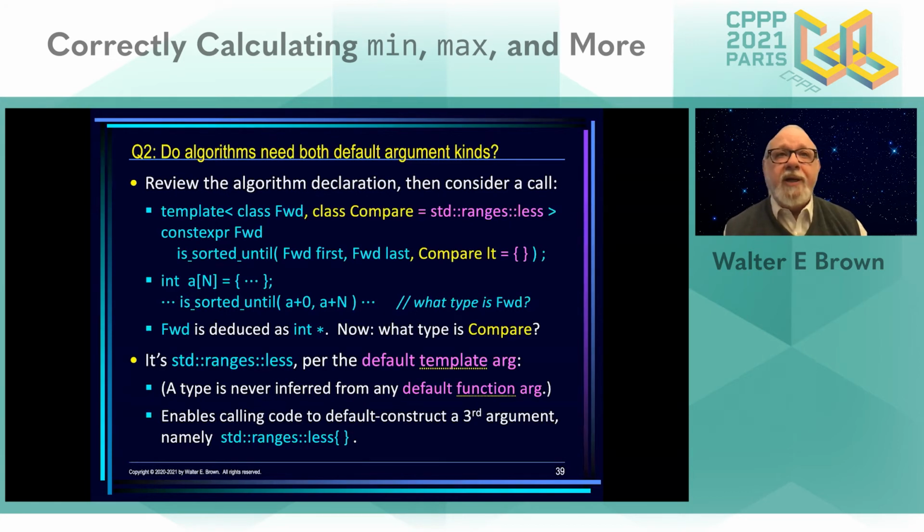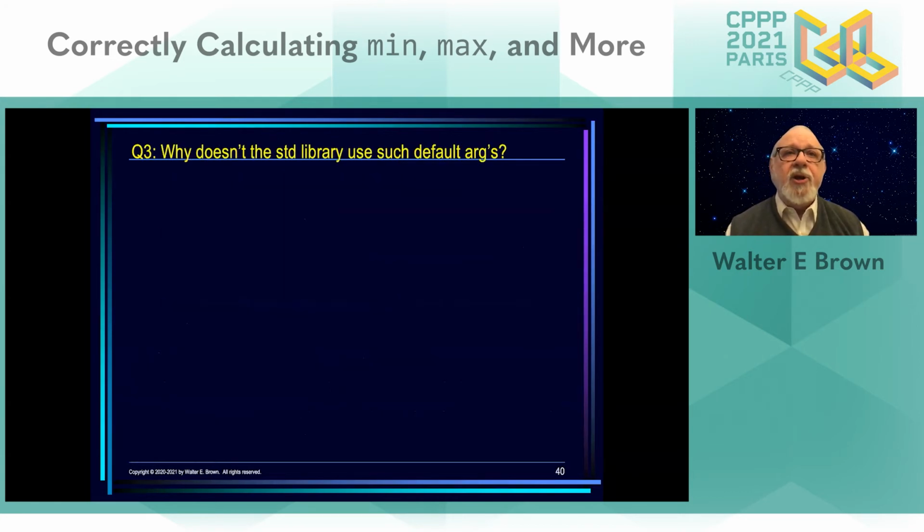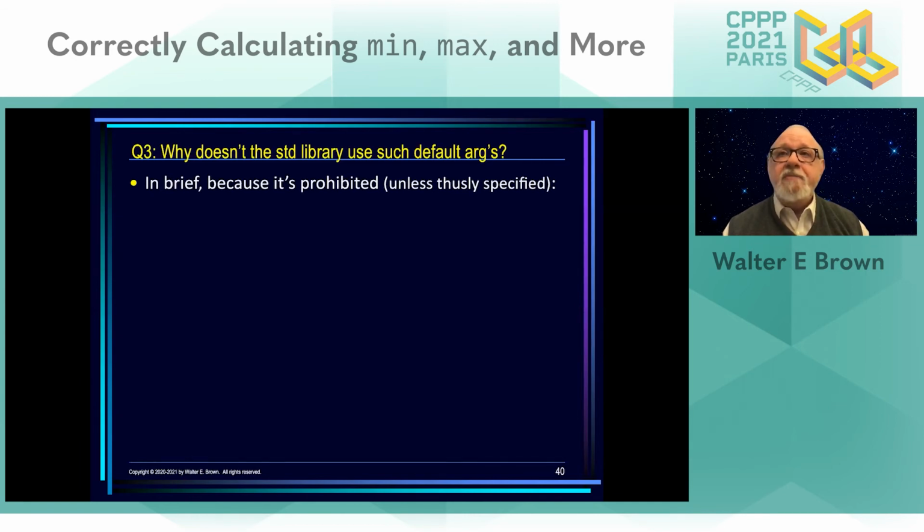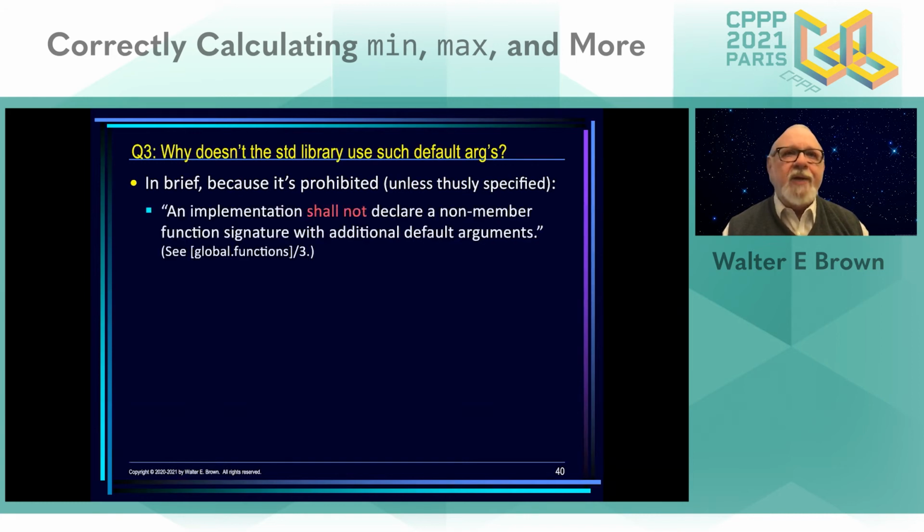Now let me introduce a third question. If you take a careful look, why doesn't the standard library use default arguments like this? Why do we have this pair of overloads in the STD namespace? And the answer is, well, the short answer is, it's prohibited. Unless it's explicitly specified to take default arguments, your implementer can't put them in. And here's the actual language. Implementation shall not declare a non-member function signature with additional default arguments. There's a citation in case you care to look it up.